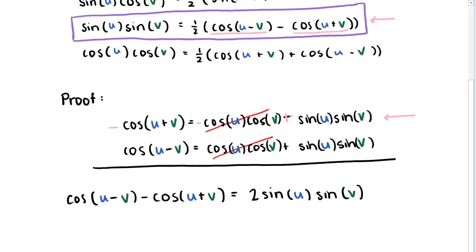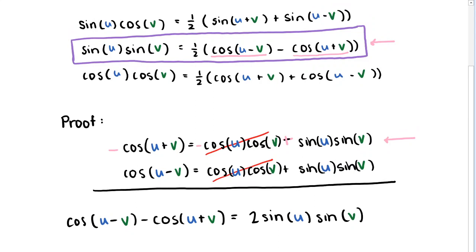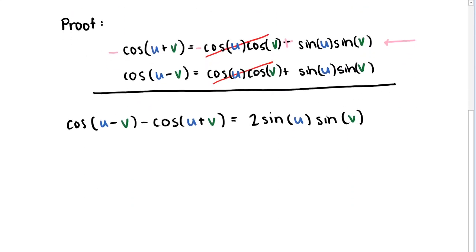We're trying to show what sine of u times sine of v is equal to, to prove our identity highlighted in purple. So we want to get sine of u times sine of v alone. We can do that by dividing both sides by 2. Maybe let me use a different color again.